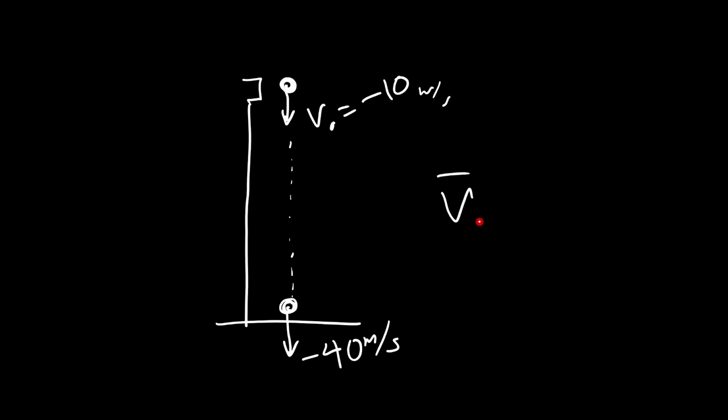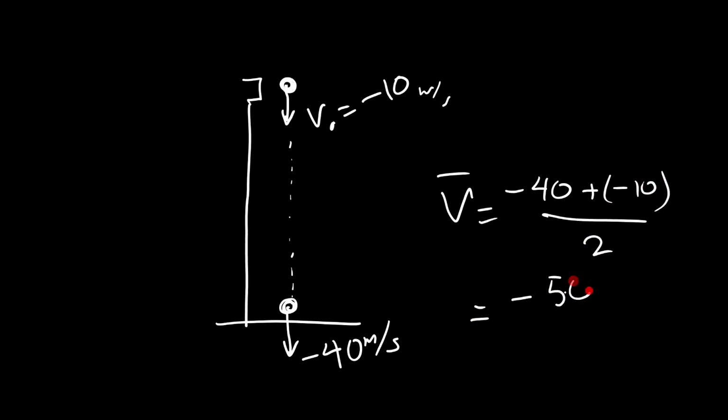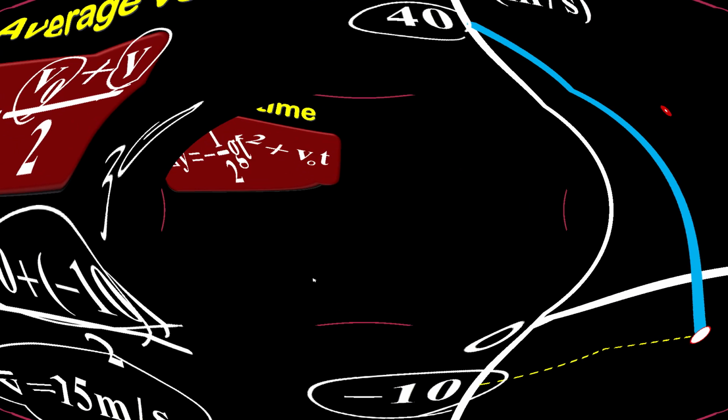Here, the average velocity could be negative 40, the last, plus negative 10 divided by 2. So it's negative 50 divided by 2, so it's negative 25 meters per second. Yes, it can be negative even. So don't forget, you should always take care about negative signs if there exists any negative sign in your problem.